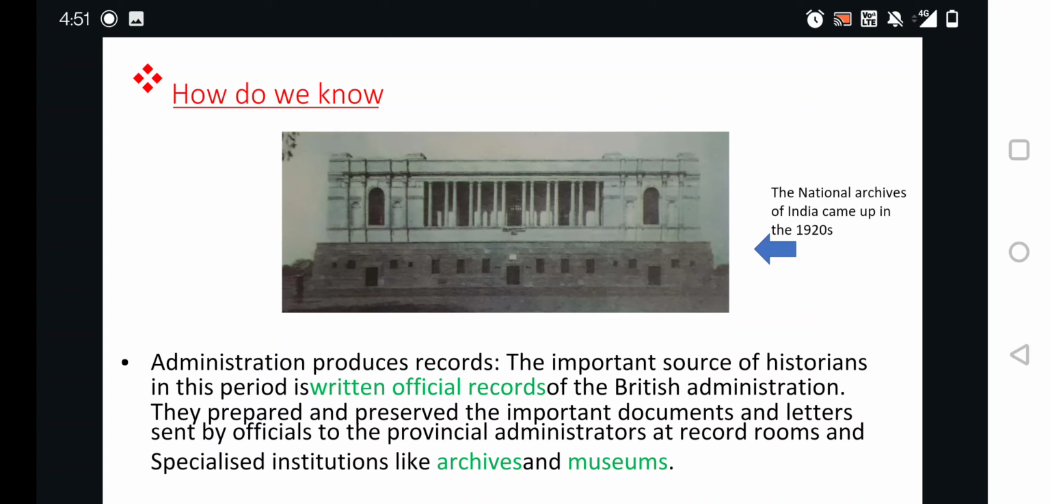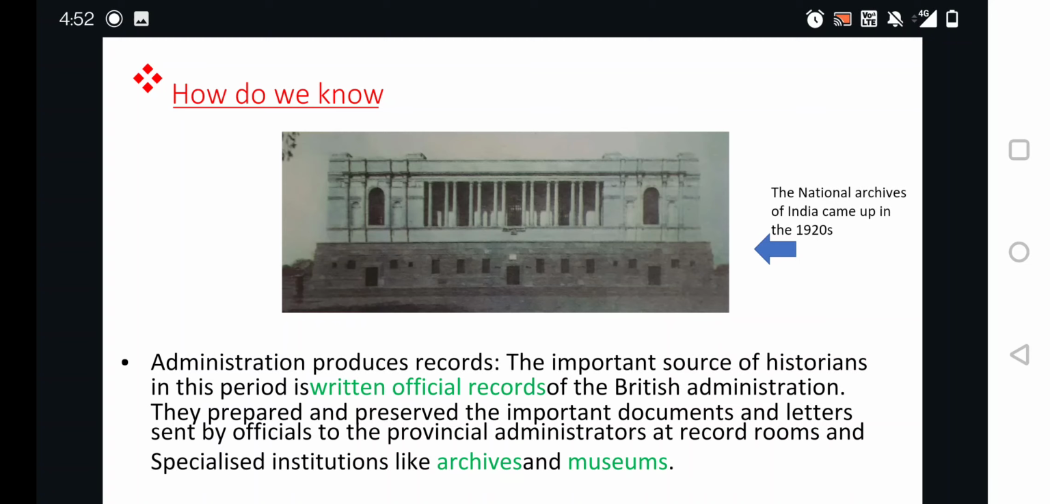So yes, this is now completely changed. The picture has changed. It is looking more vibrant, so you can go and visit also, but from outside only. You cannot go inside. This is a place where all the official documents are kept carefully and properly, so that they are not misplaced and not ruined. This is how Britishers used to keep the records safe.